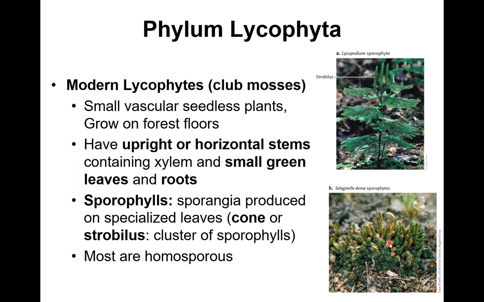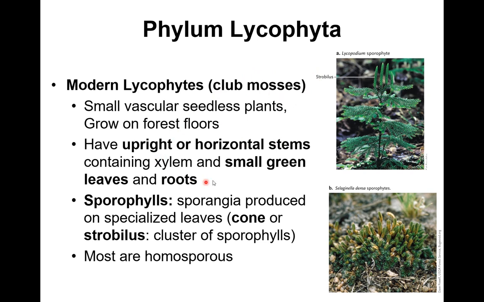So let's talk about the first of the two phyla that make up vascular seedless plants, Lycophyta. Some of them you might see. They're very common. You can see them commonly here, even in Ontario. You go for a walk in the forest, I'm sure you can recognize them. So lycophytes are also referred to as club mosses. Again, don't get deceived by the name. They're very different from mosses.